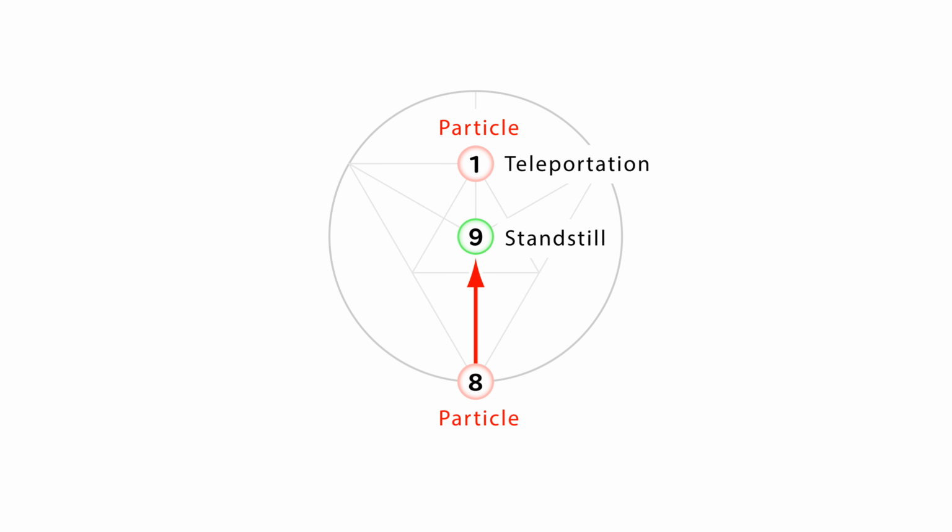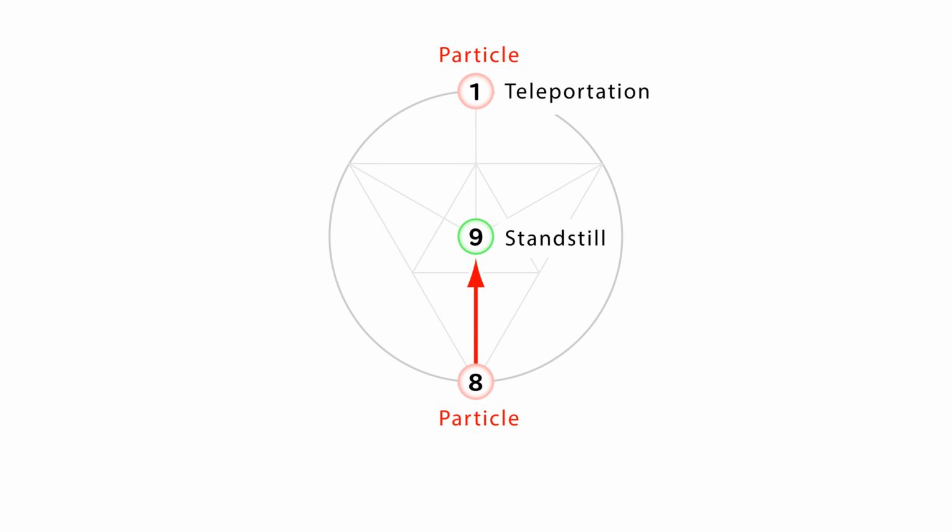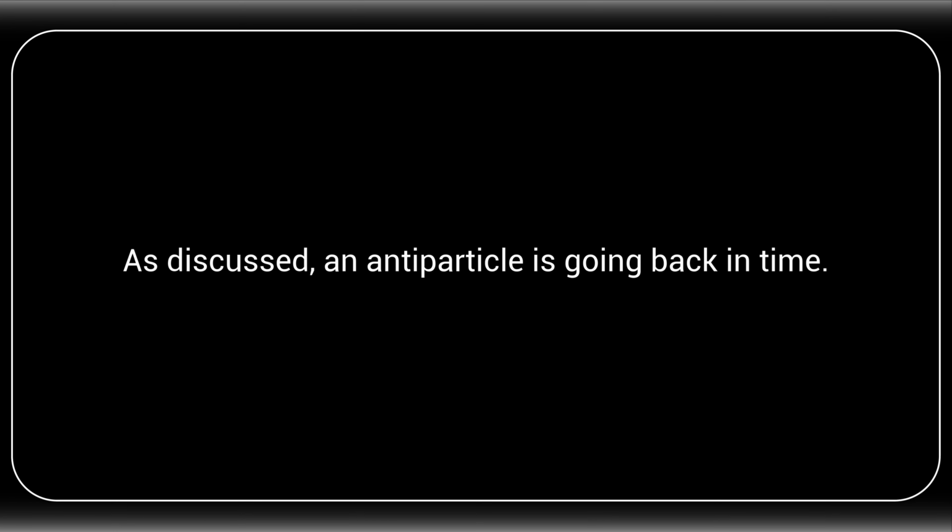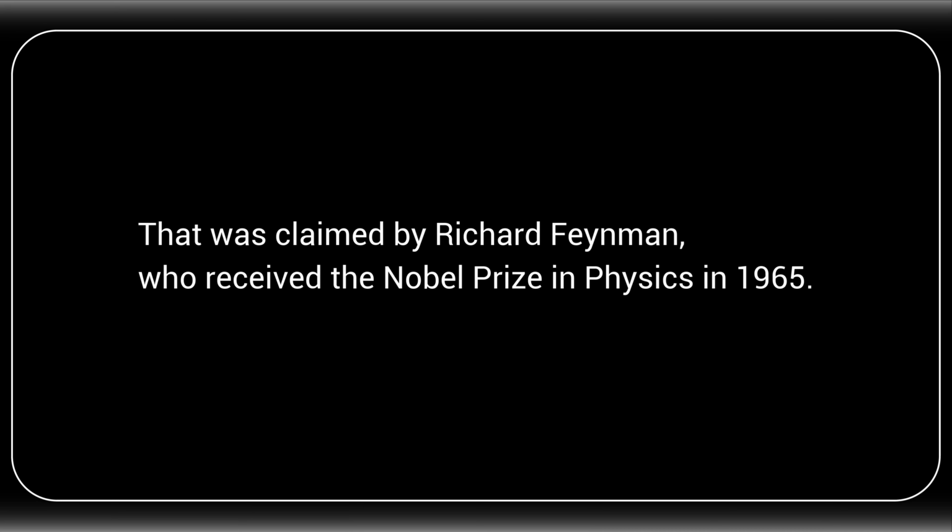Because of this, the process from point 9 to point 1 is not represented by sequential numbers. This teleportation can also be experienced as the teleportation to the supreme vertex, as illustrated. The supreme vertex was mainly discussed in Module 1, Section 4. Note. As discussed, an antiparticle is going back in time. That was claimed by Richard Feynman, who received the Nobel Prize in Physics in 1965.